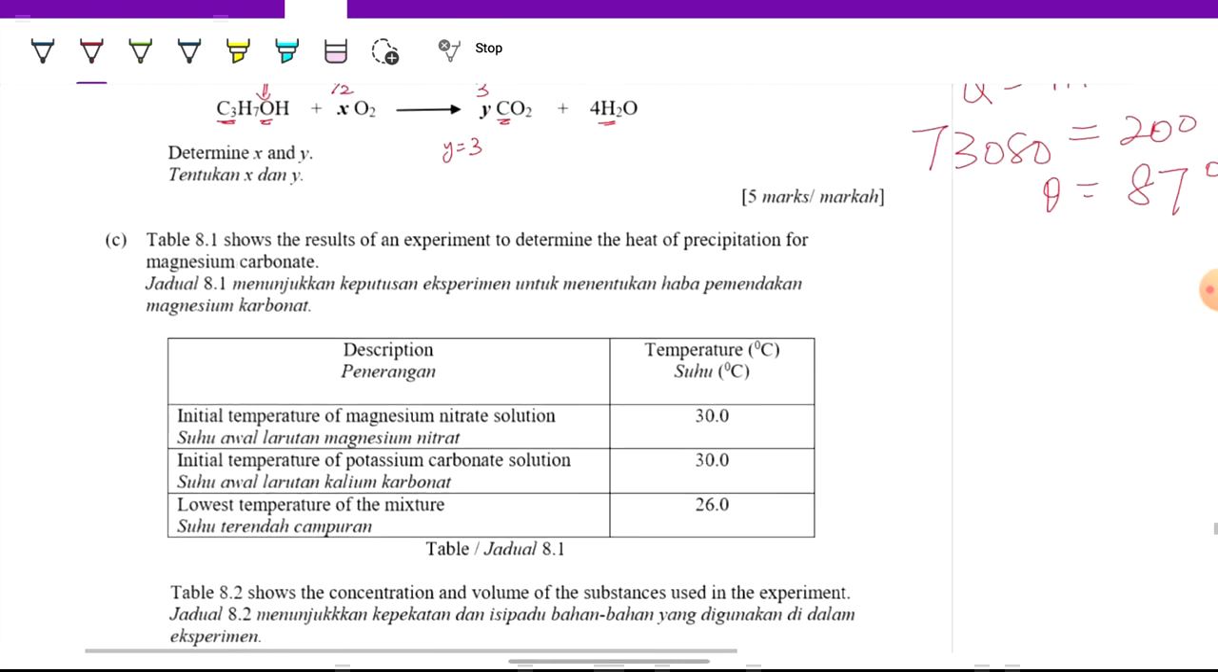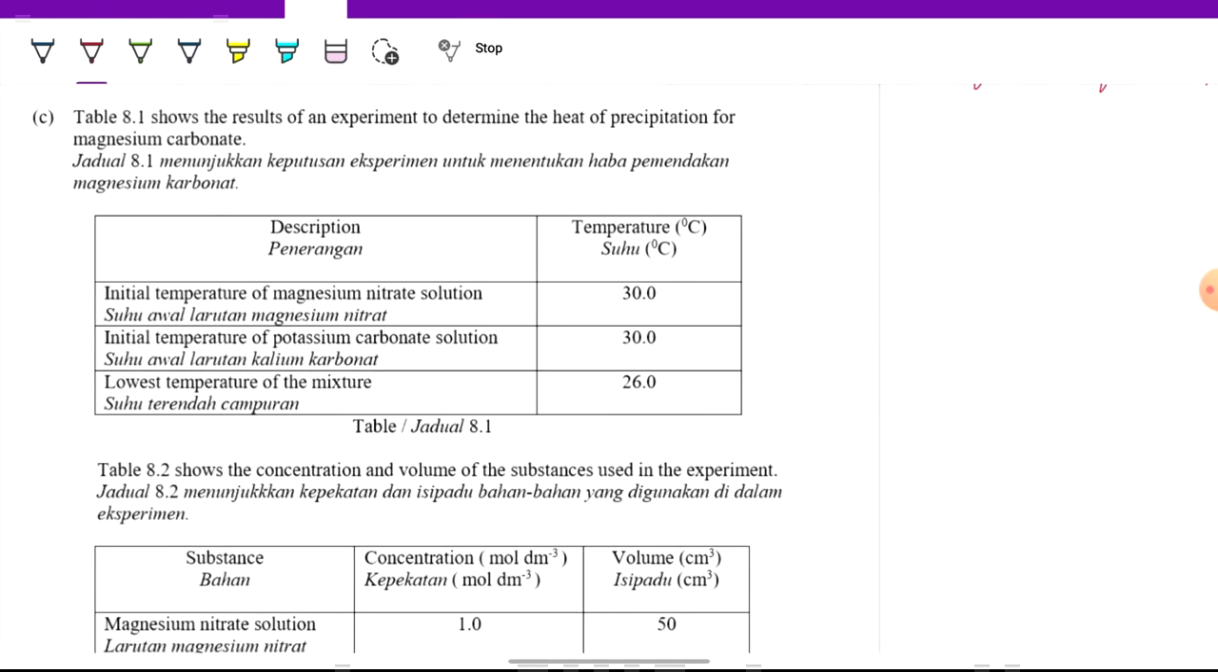Okay, next question. The table shows the result for an experiment to determine the heat of precipitation of magnesium carbonate. So initial is 30. Lowest will be 26, means decrease. Decrease, in other words, we know this is endothermic.